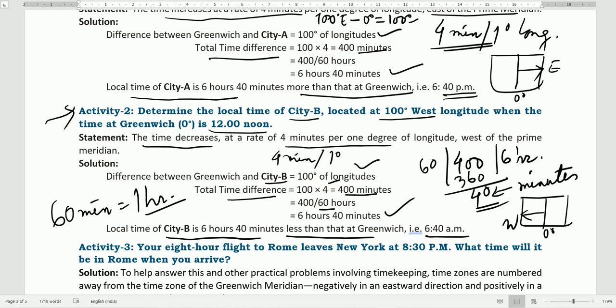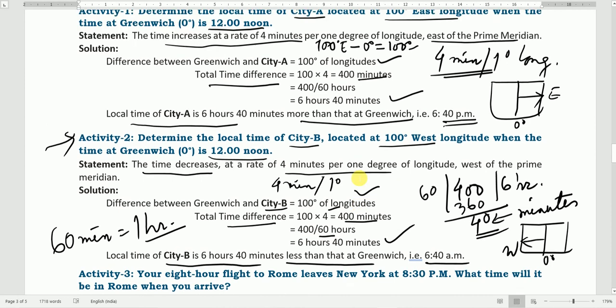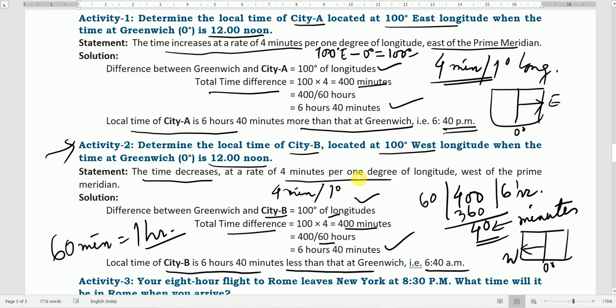So remember, for places located east of the prime meridian, we are ahead of Greenwich, and that is why time increases. And if a place is located west of the prime meridian, then time decreases, and that means there is still morning if we move towards the west, and it becomes evening towards the east.